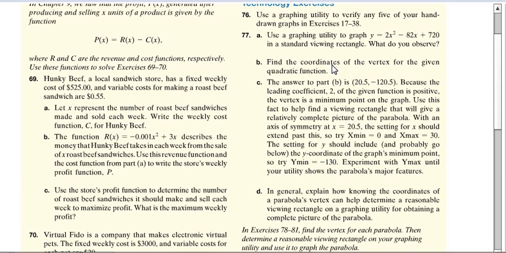So we're given this information right up here at the top, which is important, that the profit function is equal to revenue minus cost, and we're asked about this Hunky Beef local sandwich store, which has a fixed weekly cost of $525 and variable cost for making a roast beef sandwich is 55 cents. So it costs 55 cents times the number of sandwiches is the cost for making those sandwiches, and then add on to that the 525, which might represent rent or advertising, something that's just the same amount every week, regardless of how many sandwiches you make.